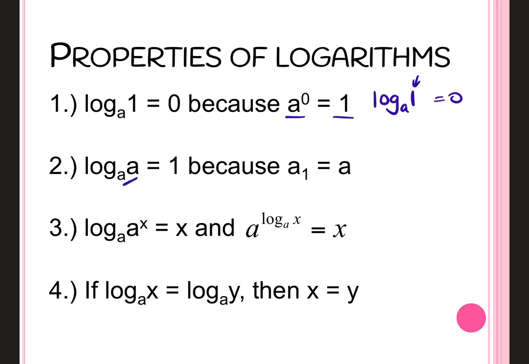If the base and the number next to it are the same, then my answer is going to be 1 because anything raised to the first power is itself. Because A to the first is A. So if this said log base 5 of 5, that answer is 1 because they're the same. So if the base on the log and the number next to it are the same, it's 1.